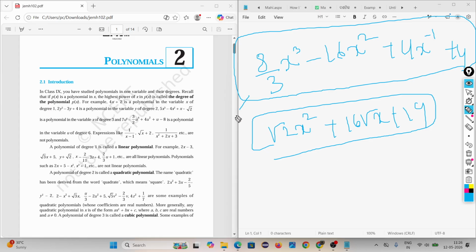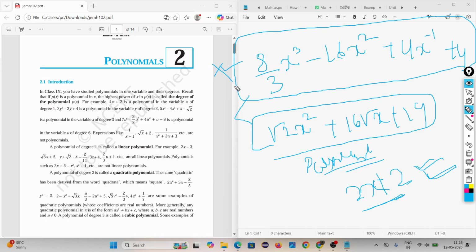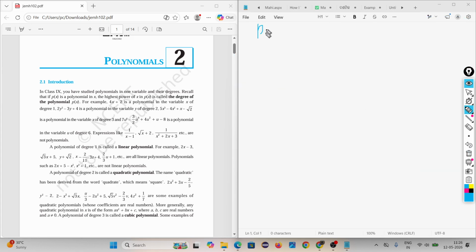But these two are not polynomial. So 2x plus 2, is this an algebraic expression? Yes. Is this a polynomial? Yes. This is an algebraic expression and this is also a polynomial. Here this is an algebraic expression, but it is not a polynomial. Why? Here we should learn about polynomial.